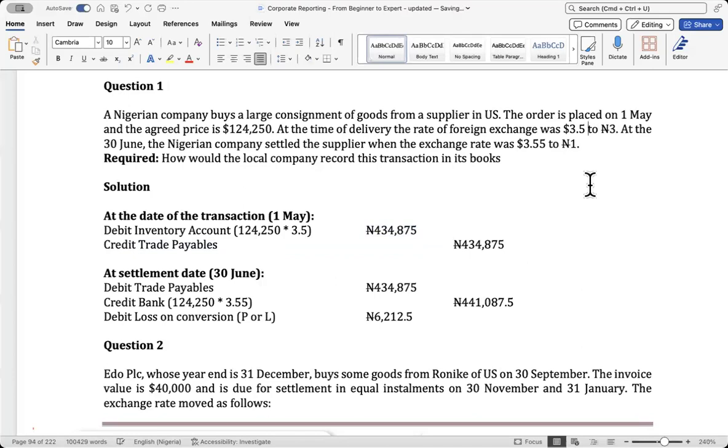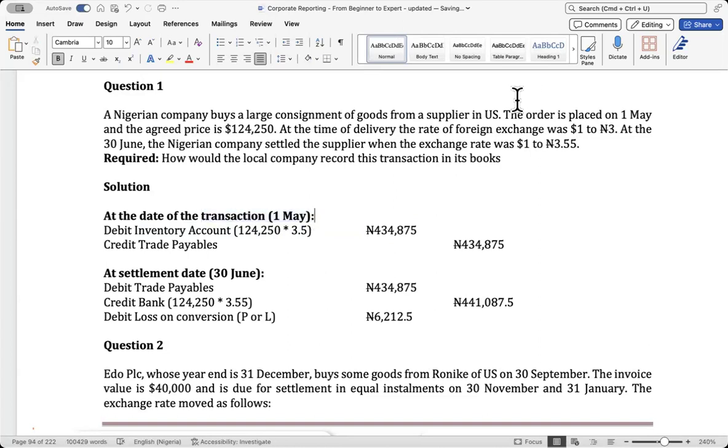Because it's dollars that should have more value, which is why we are multiplying it together. So this is the naira value. Then you credit your trade payables with this. So that's at the date of the transaction.